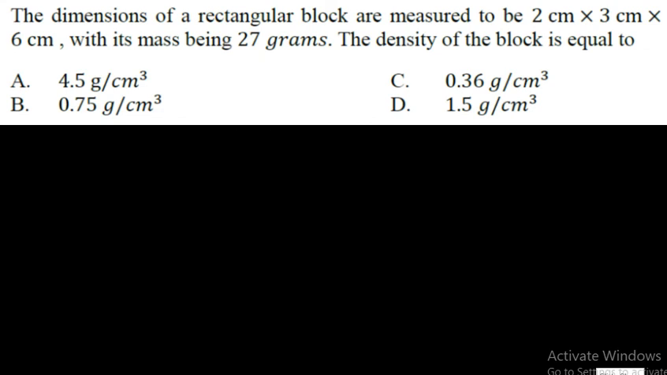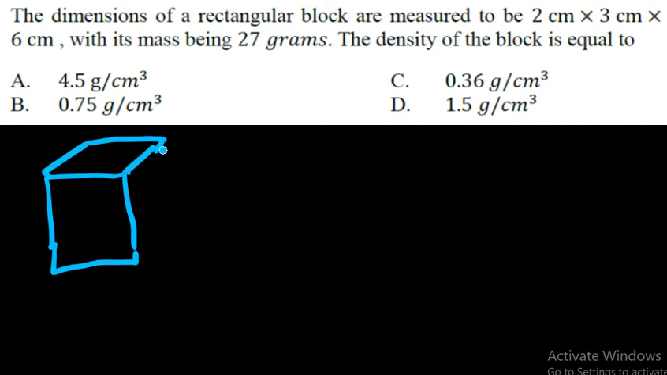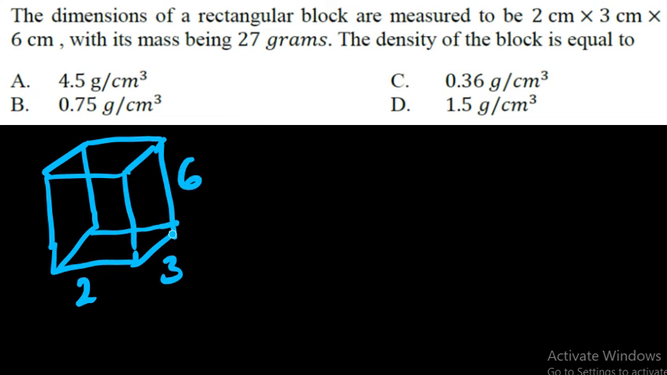Next question. The dimensions of a rectangular block are measured 2 cm by 3 cm and 6 cm. You can try to draw the rectangular block. It is a 3-dimensional figure actually. So it looks like this. This rectangular block is measured by 2, 3 and 6 cm, and its mass is given to you as 27 gram.